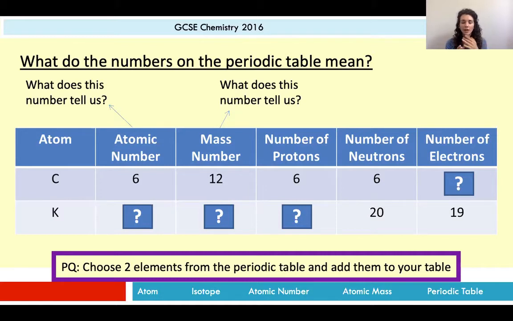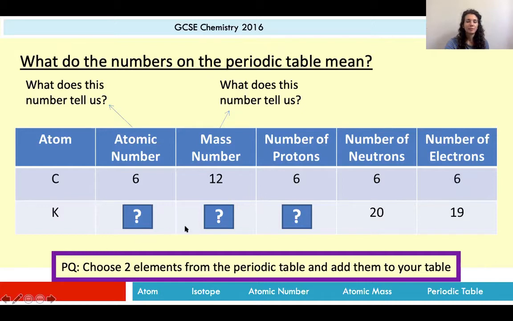Okay, the number of electrons is really nice and easy to work out, because it's always the same as the number of protons. The reason for that is, if they were different, then the atom wouldn't be balanced, because it would have a different number of positive charges to negative charges. So atoms always like to be balanced. Okay, so that's 6 as well.